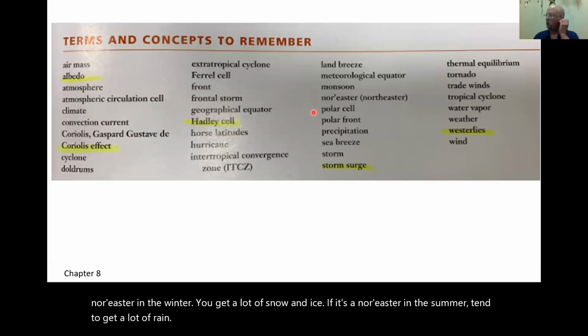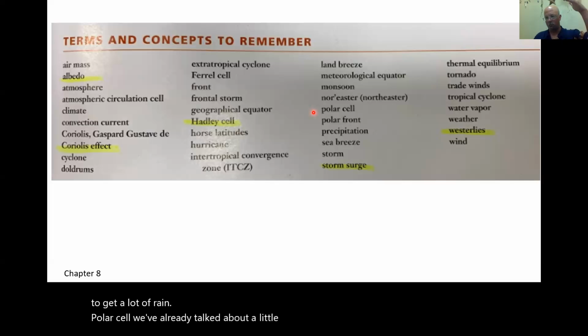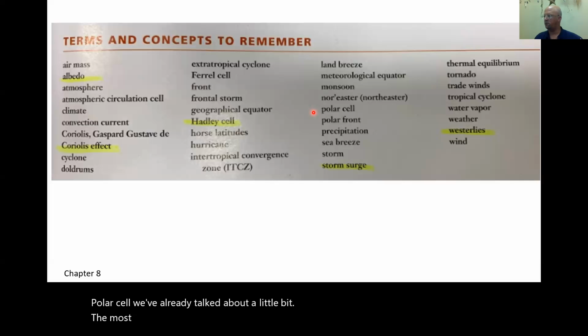Polar cell, we've already talked about a little bit. It's the most northern atmospheric circulation cell.